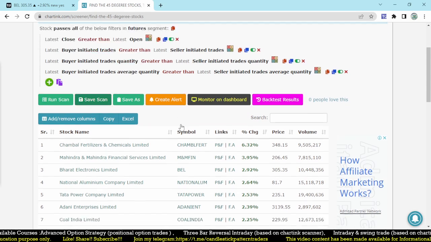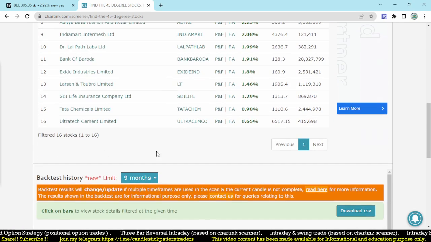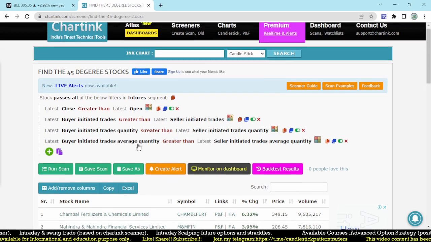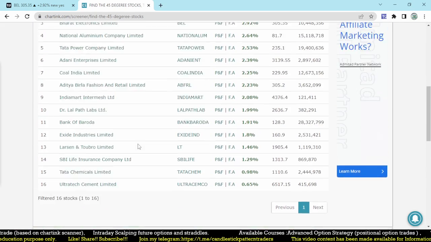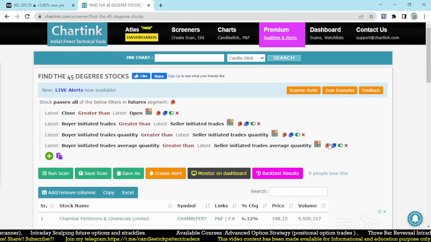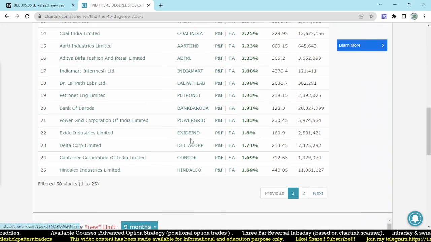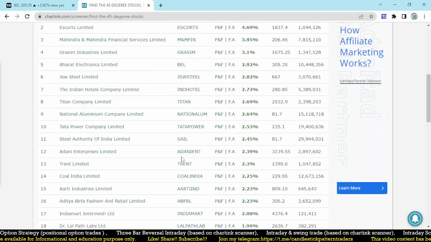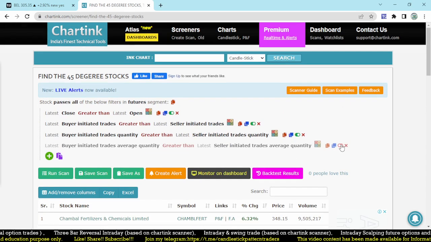Again we are filtering, and only the same 16 stocks are available. This will not change anything: buyer initiated trade quantity must be greater than seller initiated trade quantity, and we got the same number of stocks, 16. It never filtered anything, so let me hide this. If you keep making that, we may get filtered by 50 stocks again. So this is the important logic, and we can keep it.